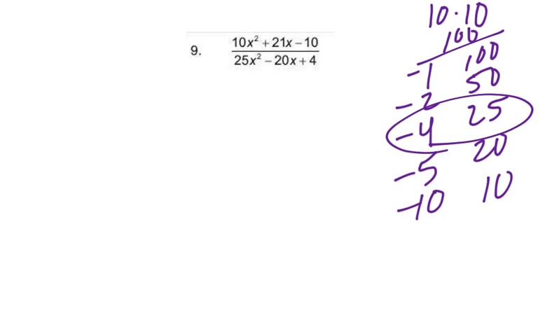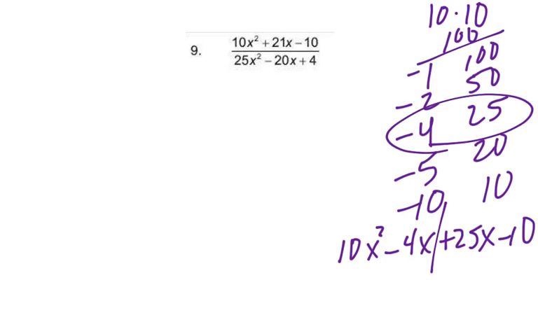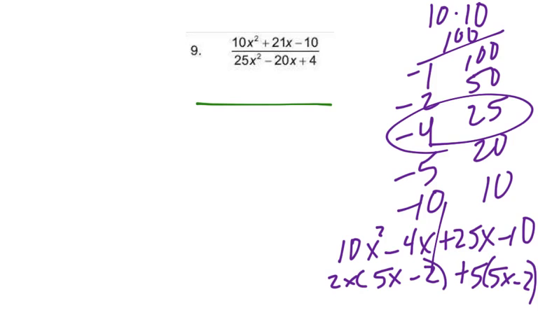So you're going to say 10x squared minus 4x plus 25x minus 10. Cut it in half. Pull out a 2 and an x. Leaves you 5x minus 2. Plus pull out a 5, and it leaves you 5x minus 2. So the top is 5x minus 2 and 2x plus 5.